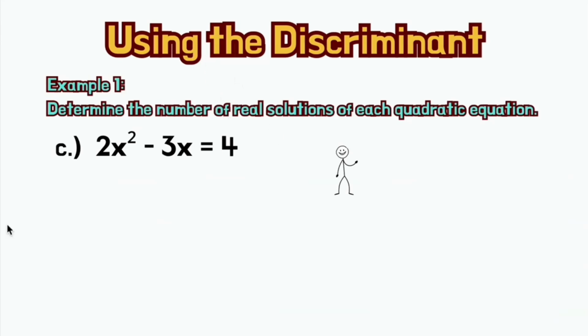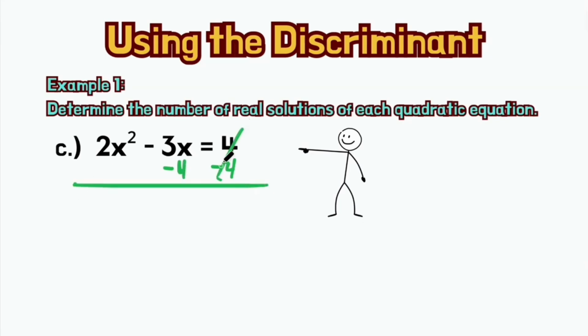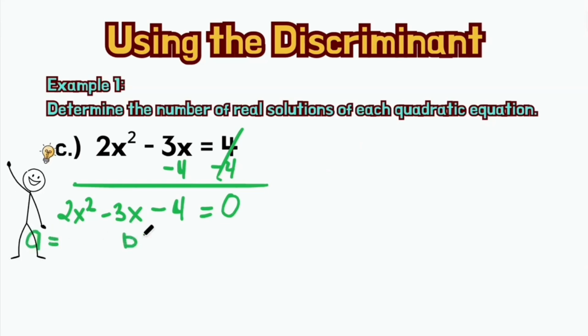Third example. So 2x squared minus 3x equals 4. Again, we have to make it a standard form. So for us to do that, you subtract 4 from both sides to basically eliminate the right hand side and make it 0. Okay, so we have 2x squared minus 3x minus 4. Okay, and we have to find the a, b, and c. A would be 2, b would be negative 3, c would be negative 4.